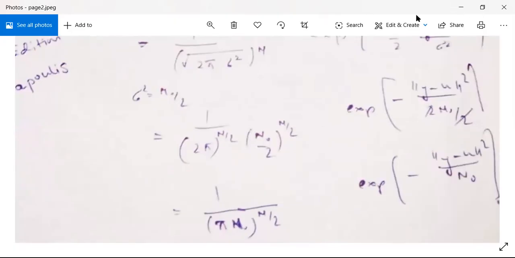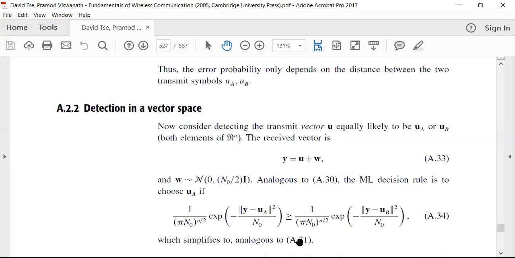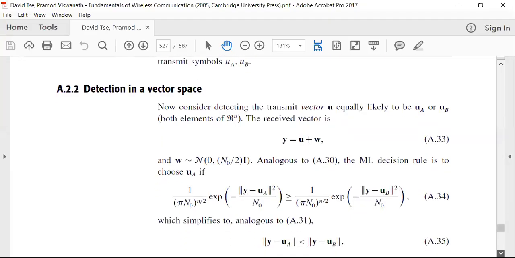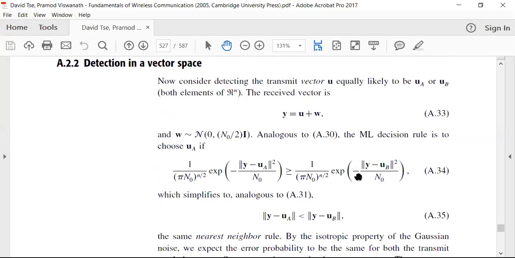So once this is right, we can go back to our book. Here you can see that after that derivation, you have one distribution with respect to UA, the other with respect to UB. So we will be choosing UA if its probability is greater than that of UB. We can simplify; you can see all the terms cancel, it's minus 1, turn the sign, and we get the expression as follows, less than this. Now this becomes the nearest neighbor rule.